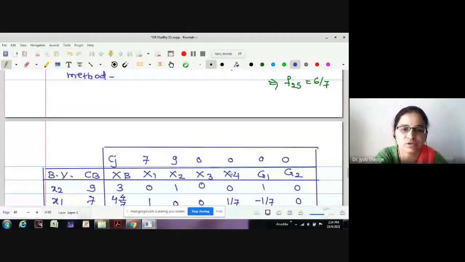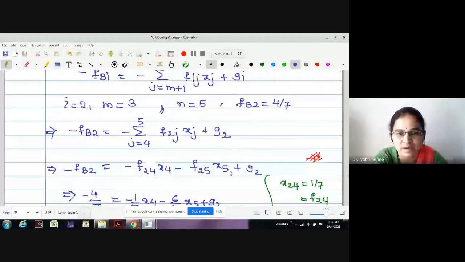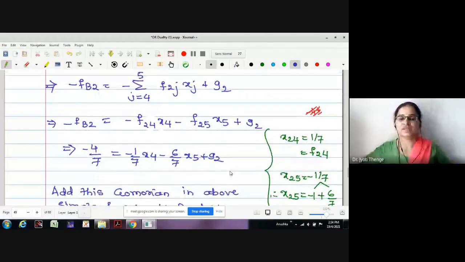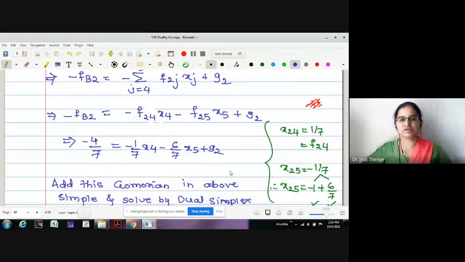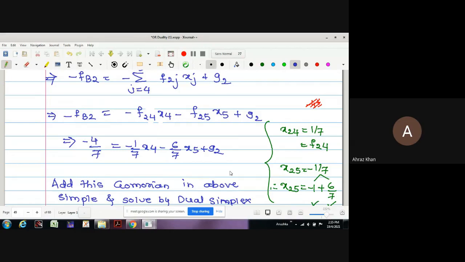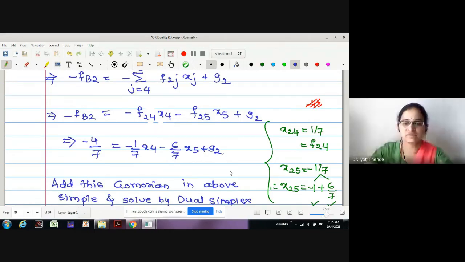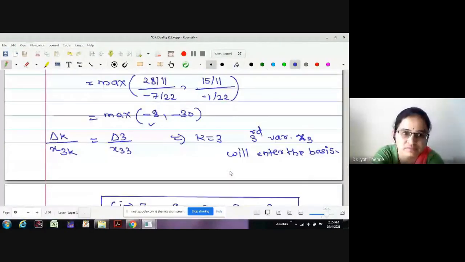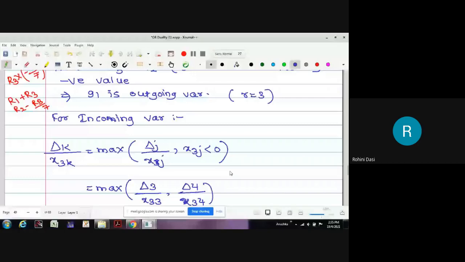Okay, now the next example you will take with the shortcut method. Yes, any doubt? Construction of Gomorian constraint. See how many tables we have constructed. I think three tables for the simplex method, na? Three to four here we have constructed. Let us check the number of tables, four for this somewhat lengthy method.